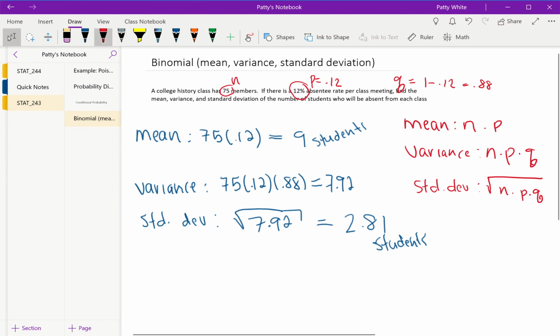All right, you want to make sure that you have these formulas on your note card if you don't have them memorized to heart. Those are pretty important formulas.